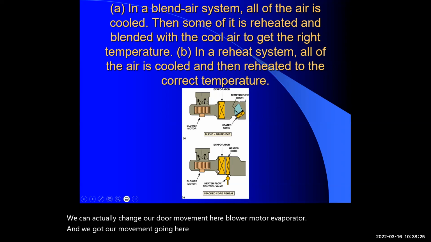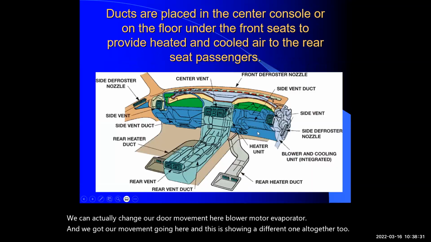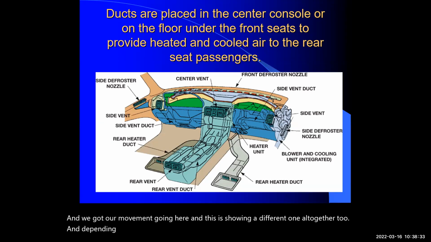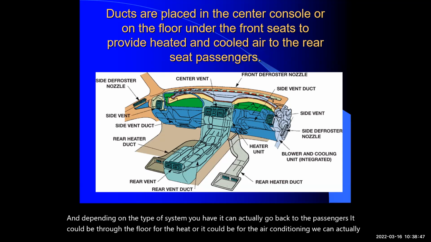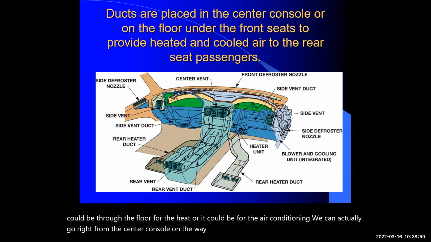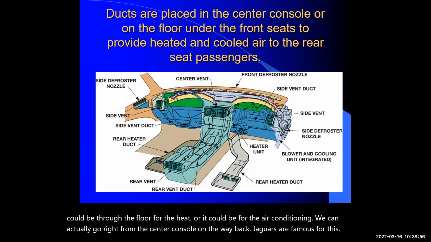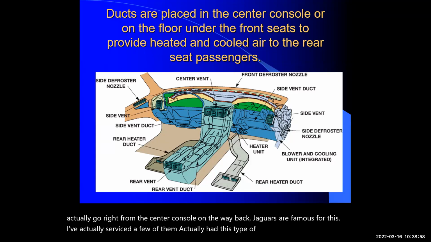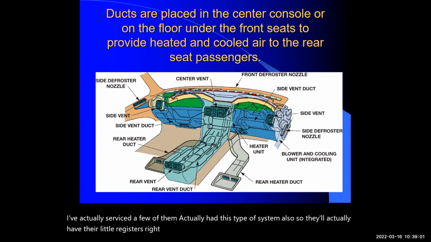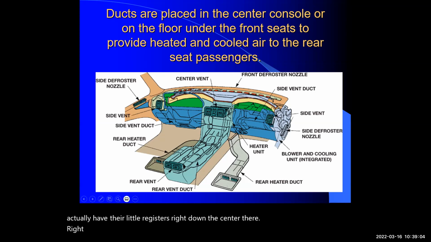And this is showing a different one altogether too. Depending on the type of system you have, it can actually go back to the passengers. It could be through the floor, it could be for the heat, or it could be for the air conditioning. We can actually go right from the center console all the way back. Jaguars are famous for this. I've actually serviced a few of them that have this type of system also. So they'll actually have their little registers right down the center there, right about here, are my rear vents.